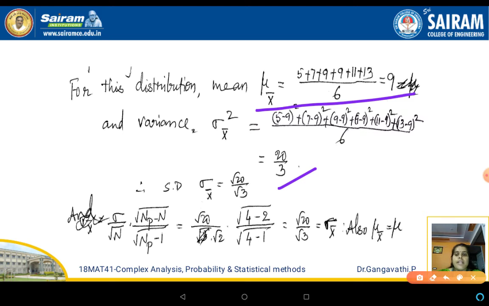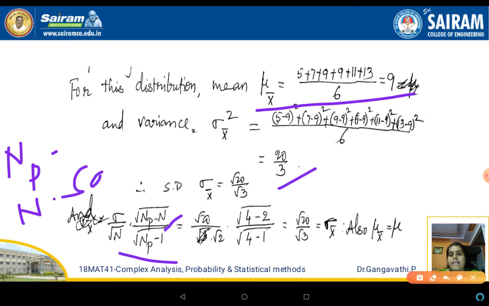Going further, we need to evaluate sigma divided by square root of n, and the square root of N_p minus n over N_p minus 1. The capital letter N here, N_p, is the size of the population, and the small letter n is the sample size. We are considering it in a different way here: N_p is the size of the population, and n here is the sample size.